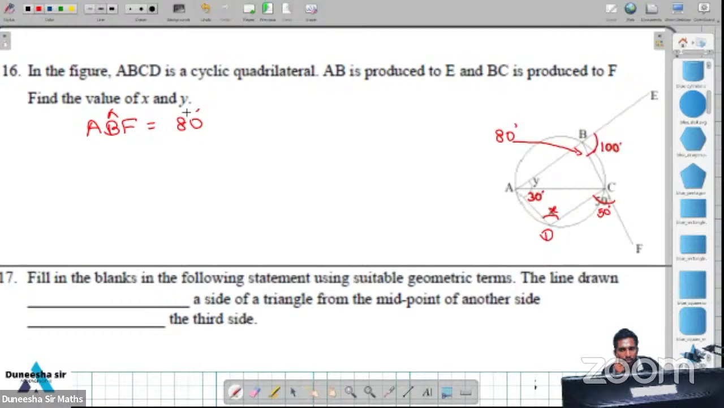Okay. Can you find x? How much is x now? x plus 80, cyclic quadrilateral. x plus 80 equal to 180. In a cyclic quadrilateral, the sum of opposite angles is 180. x is equal to 100. Okay.